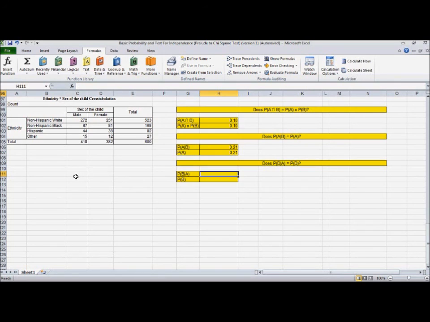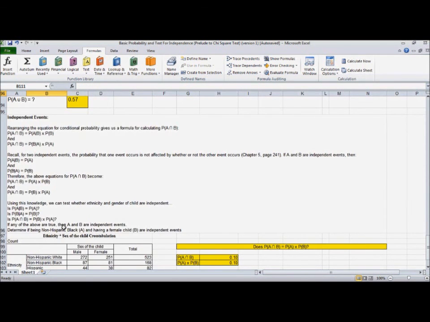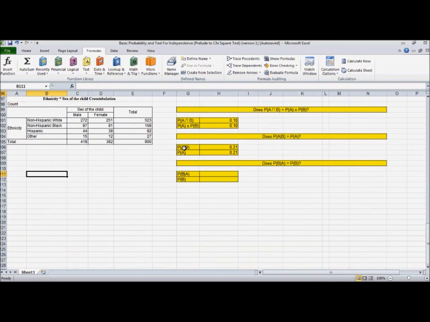And again, probability of B given A. So B, remember, is female. So female given non-Hispanic black this time. So once I say given, whatever comes after that word given, you would pay attention to, in this case, this column only, because this is given non-Hispanic black. We said A represented non-Hispanic black. So we're asking not for A given B this time, we're asking for B given A. So it's female given non-Hispanic black, so it's 81 over 168. So that equals 81 over 168, and that equals 0.48.